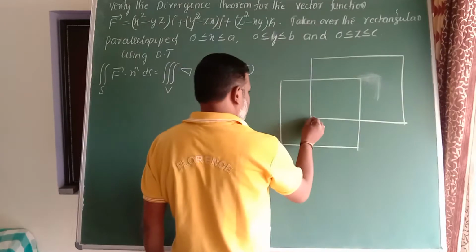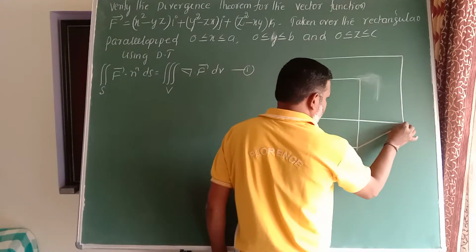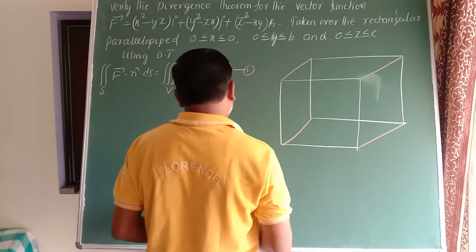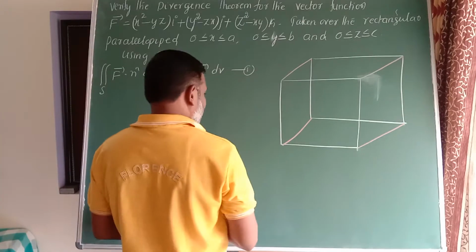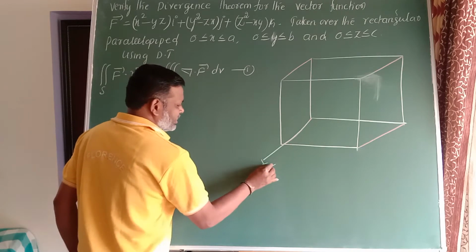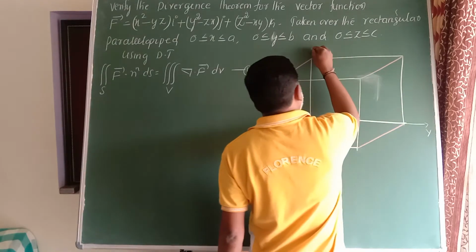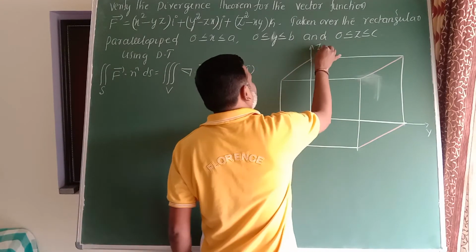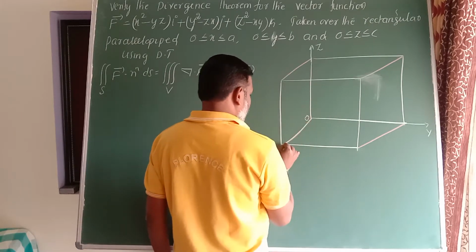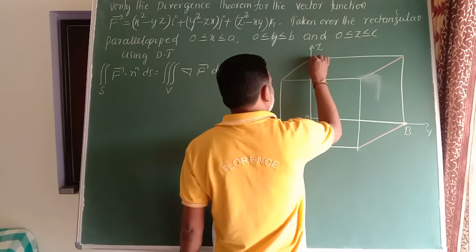Here I am going to take this one, join this one, and join this one. Then let us take this as the x-axis, this as the y-axis, and this as the z-axis. Write down the points here. This is O, this vertex is A, this vertex is B, and this vertex is C.